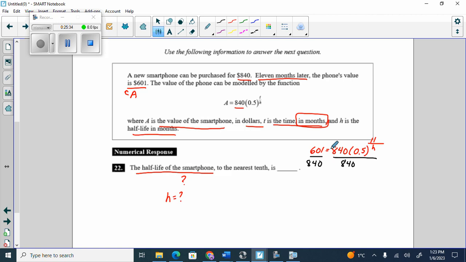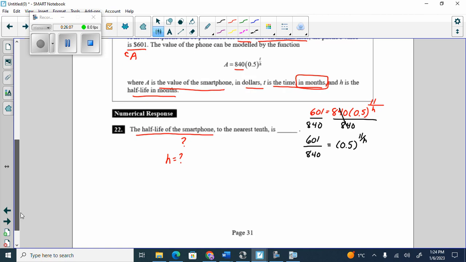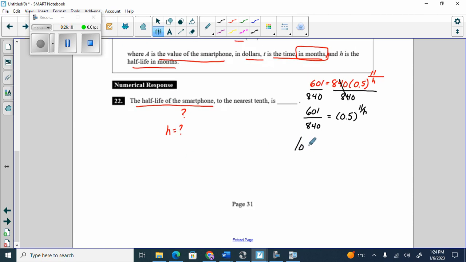So, does that reduce? I think so, but let's check. So we stay with this. We get 601 over 840 equals 0.5 to the 11 over h. Now remember, when we need an exponent, we convert it to a log every single time. You can use the formula off your formula sheet, or you can use the rules. The base of our exponent becomes the base of our log, so I get 0.5. Then what goes beside it is 601 over 840 equals 11 over h.